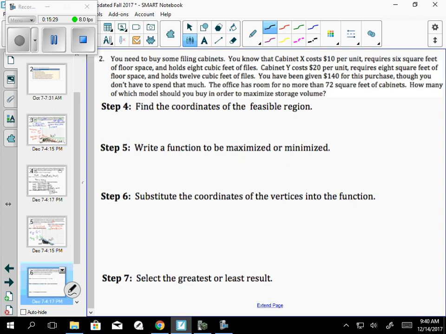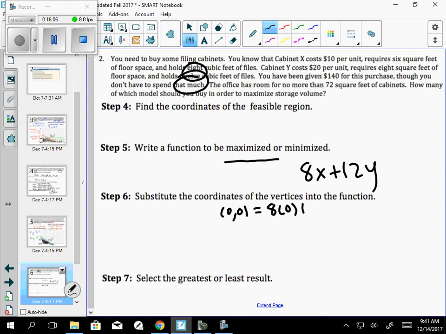Again, why don't you pause the video and see if you can come up with the maximize function for the volume of these. All right, let's see what you got. The volume for x says that it holds 8 cubic feet, so 8x. The y one holds 12 cubic feet, so plus 12y. So now you want to plug in all those points that we came up with and see which one is going to give you the most. If you do 0,0, you're not going to get any space because 8 times 0 is 0, 12 times 0 is 0, so that won't get any.